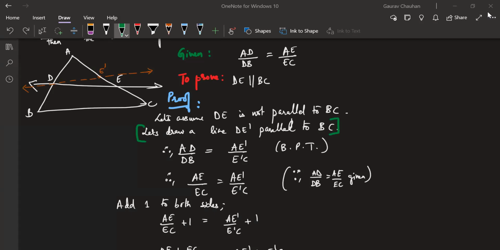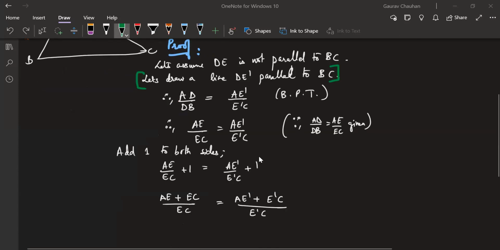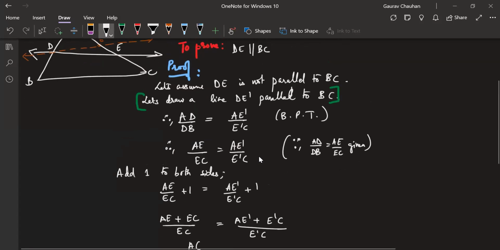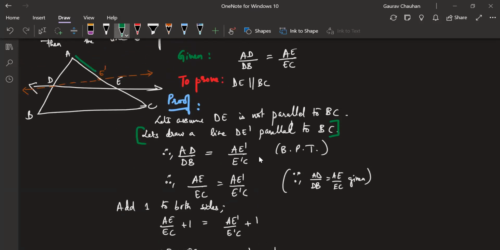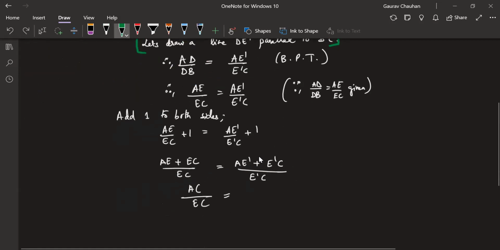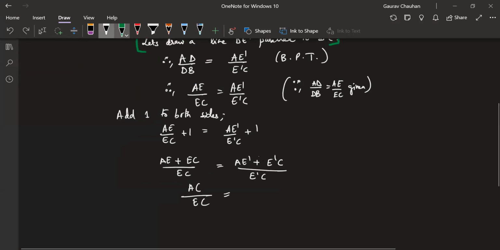Sir, it's AC, sir. It is AC. Okay. So left hand side numerator became AC by EC. I'll keep it like that. Right hand side numerator will be, what will it be? AE dash plus E dash C. What is that, Dinesh? AE dash plus E dash C, sir. Yeah. This plus this is what? AC, sir. AC only, right? Yes. So you see both sides in my numerator now I have got AC. Here also AC, but denominator is different, E dash C.